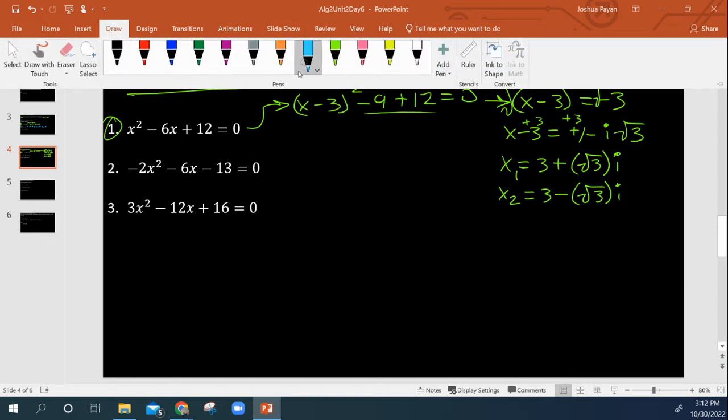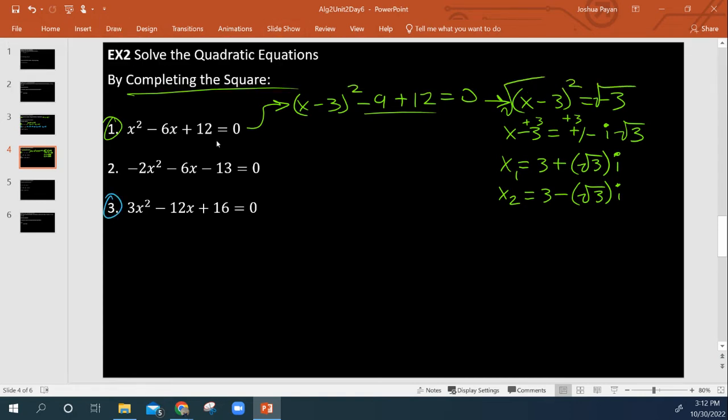Okay, and let's look at our ugliest example on here. Actually, this would not be the ugliest example. It would be number 2. So I'm going to do the ugliest example. So obviously, we want to divide everything by negative 2. So x squared plus 3x plus 13 over 2 equals 0 still.